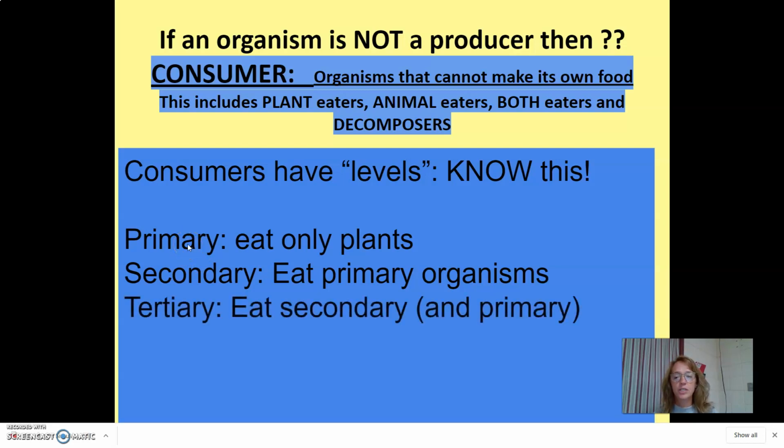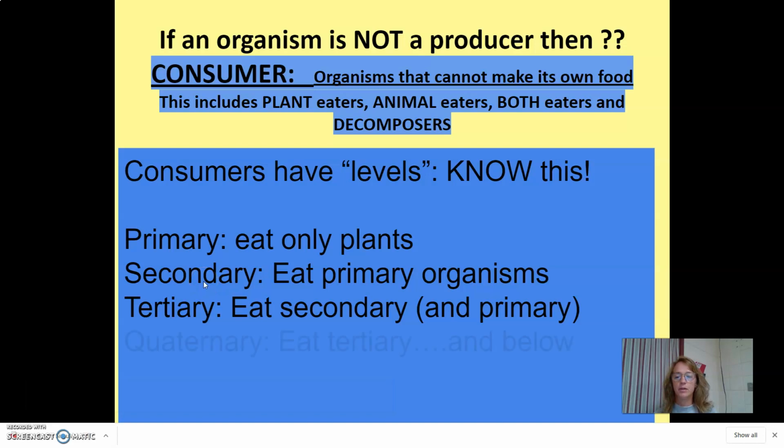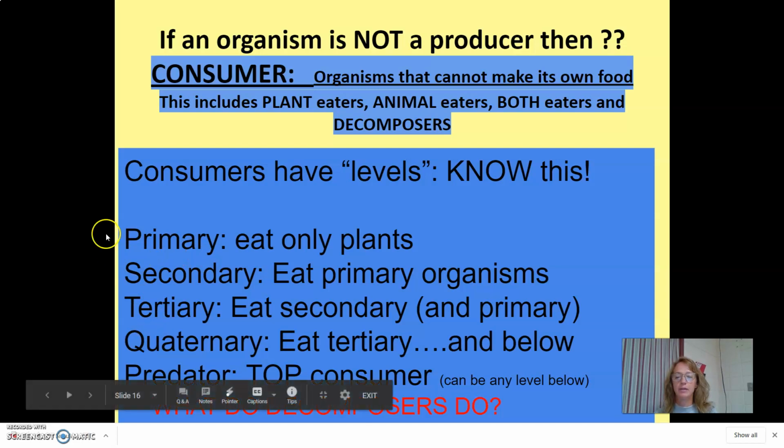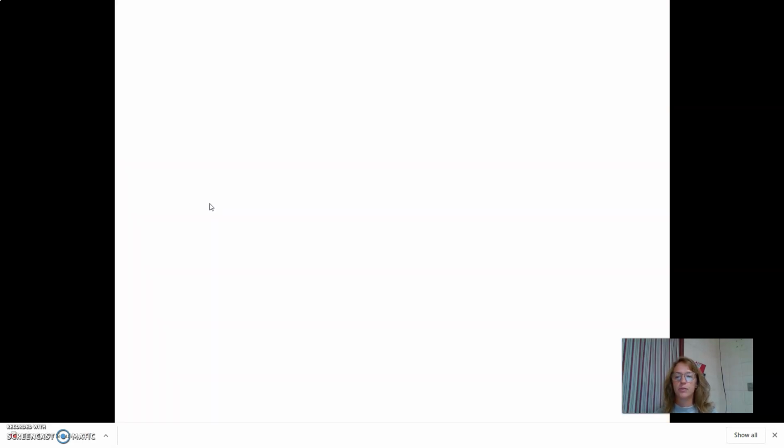If I call you a tertiary consumer, it's because you eat secondary consumers. You may also eat primary consumers, and you may also eat plants. But in order to be called a tertiary consumer, you have to eat the level below you. We can go all the way up to quaternary. Usually food chains don't go that high because there's not enough energy to be passed along. But the ultimate top consumer would be called a predator. And decomposers kind of fit in anywhere along this chart because they break everything down to make nutrients for the producers to produce more food.